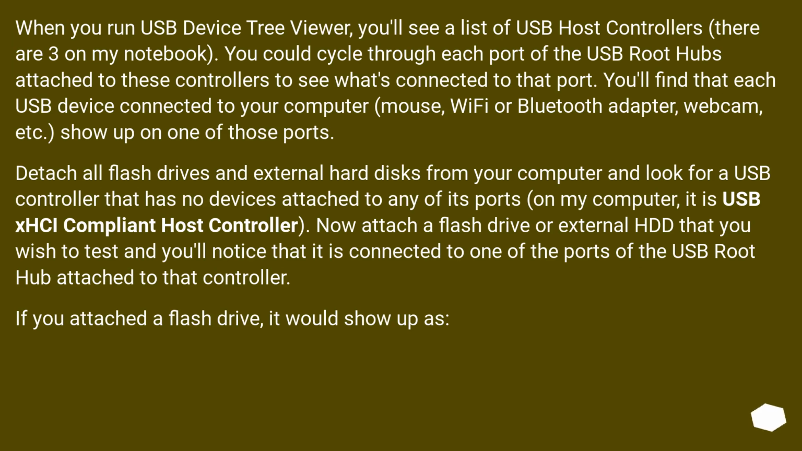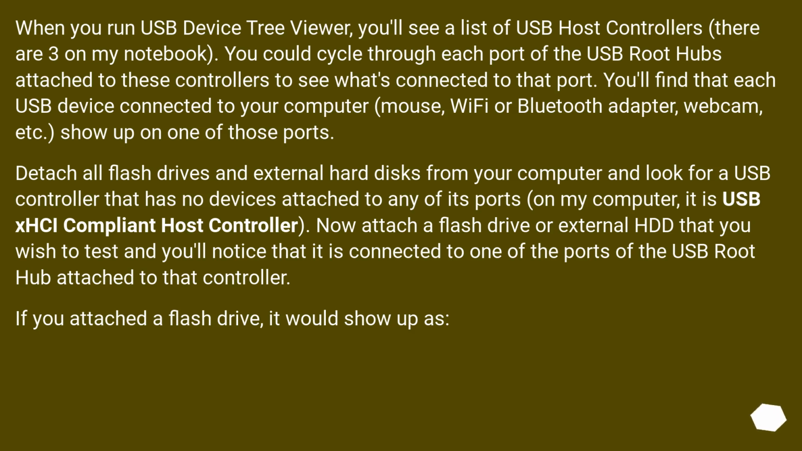When you run USB Device Tree Viewer, you'll see a list of USB host controllers. There are 3 on my notebook. You could cycle through each port of the USB root hubs attached to these controllers to see what's connected to that port. You'll find that each USB device connected to your computer, mouse, Wi-Fi or Bluetooth adapter, webcam, etc., shows up on one of those ports. Detach all flash drives and external hard disks from your computer and look for a USB controller that has no devices attached to any of its ports.